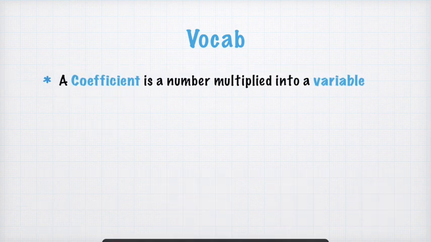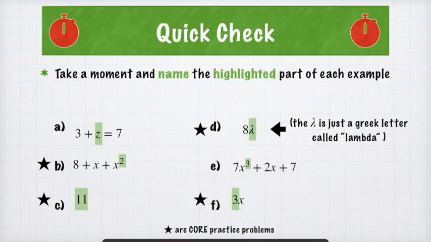We also have that a coefficient is a number multiplied into a variable. For example, we have 3x. Our variable here is our x, and our coefficient is 3 because it is the number being multiplied into the variable. We need to remember this because we'll be using this when we add and subtract like terms.